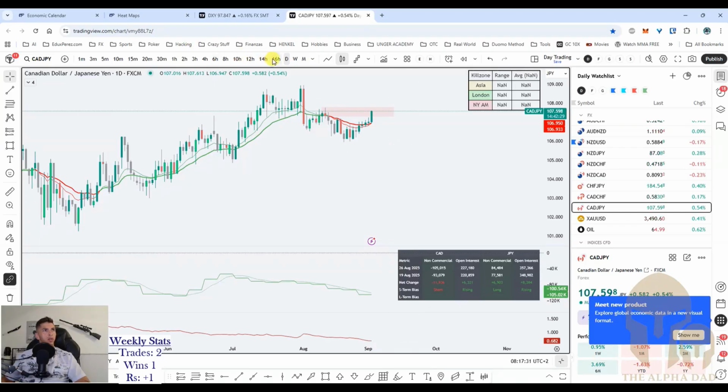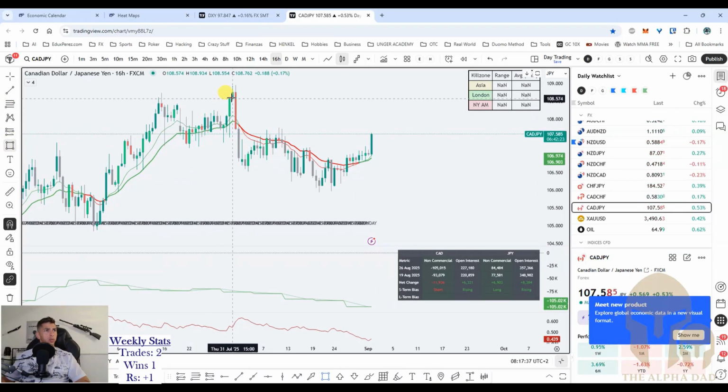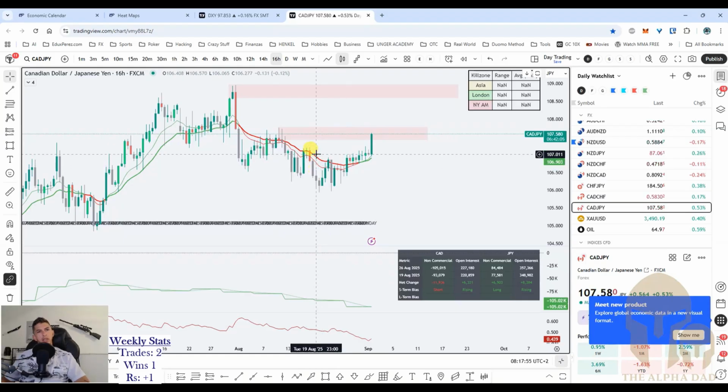All right, let's move on to 16 hours. Definitely bullish. On the 16-hour, the next clear supply zone and quality supply zone is right here. Currently in this one, that it will close above. If we don't see any rejection from here, that's a very bullish sign.